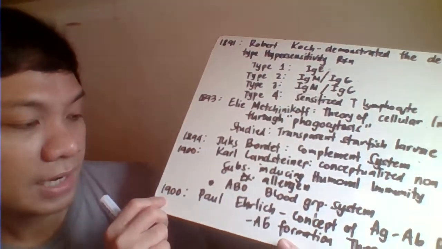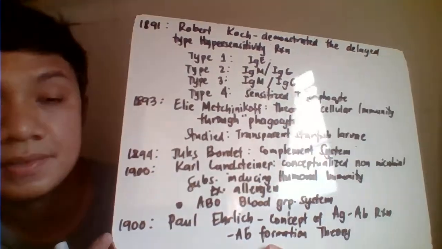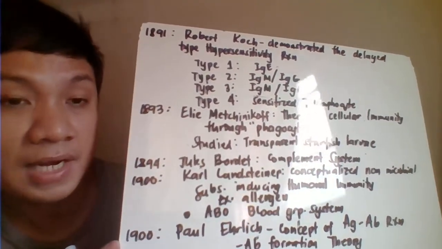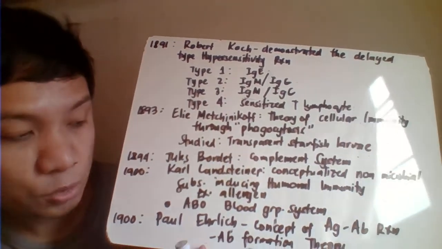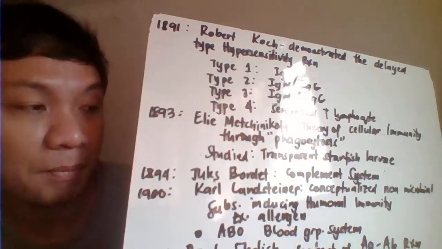Okay, then we have here, 1900, we have also Paul Ehrlich who tried to conceptualize the concept of antigen and antibody that leads here to our antibody formation theory. So we have another separate topic for that.